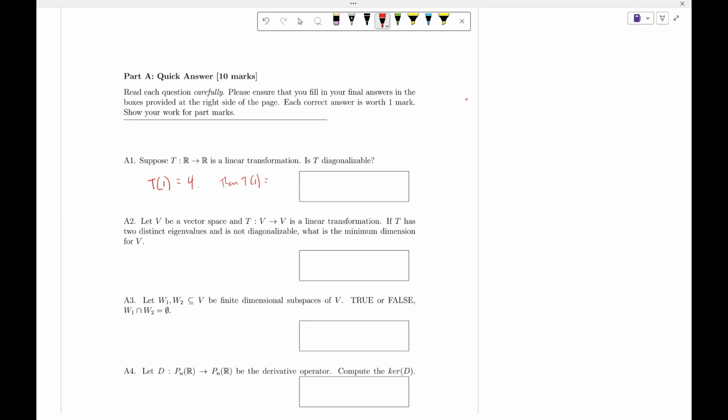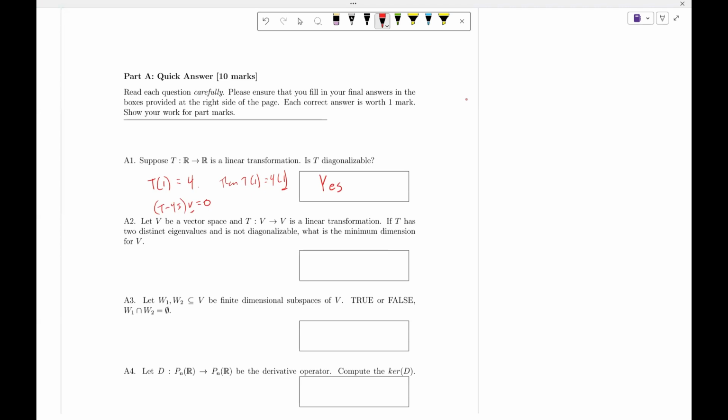T of 1 equals 4 times 1. And that 1 can be used as the base vector. Because it has to satisfy our addition and scalar multiplication, we can see that (T minus 4I) V is going to equal 0. So it has an eigenvector, and that eigenvector is 1, or any number in this case. And that vector makes up a basis because we just need a real number to form a basis for R. So yes, T is diagonalizable.